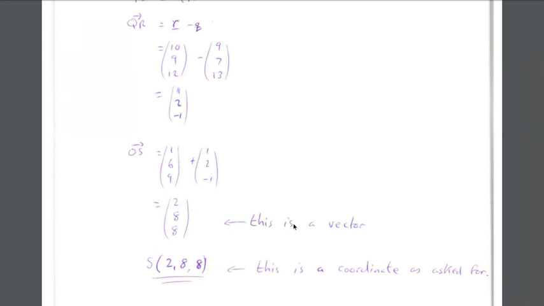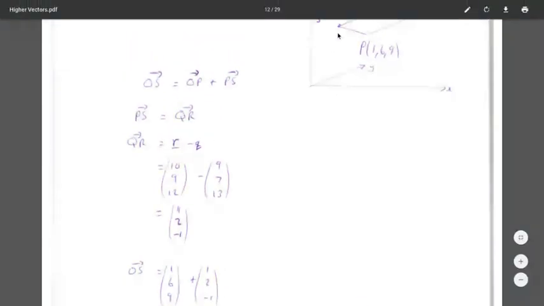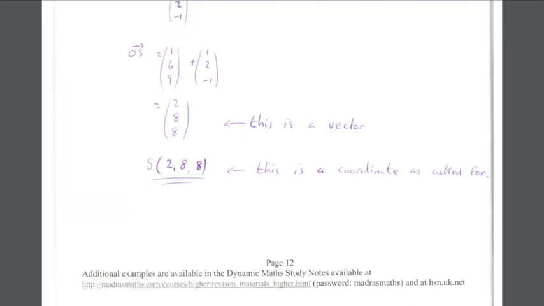Remember, that's a vector. That tells us, if we're starting at the origin, how to get to point S. But what we actually need to do is write out the coordinates of point S. So that must be written horizontally. That's what's been asked for. So we need to write S as (2, 8, 8).